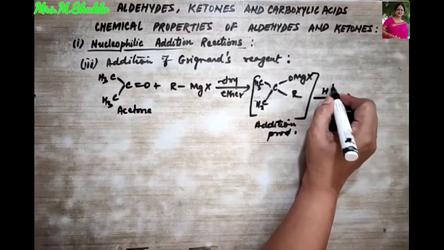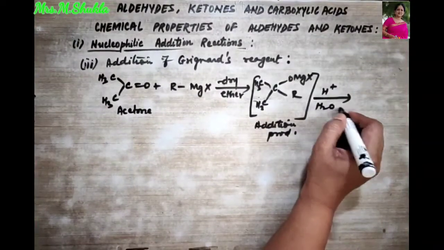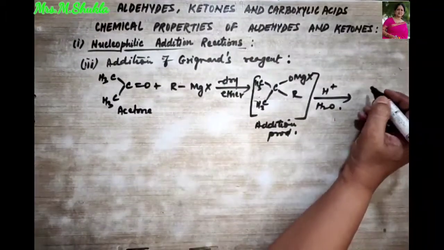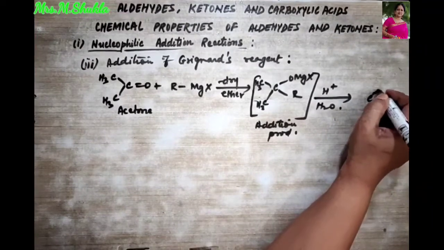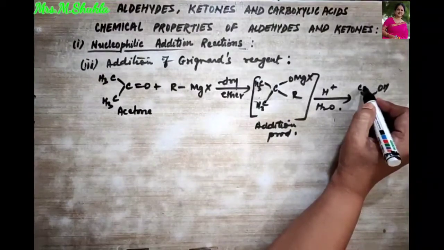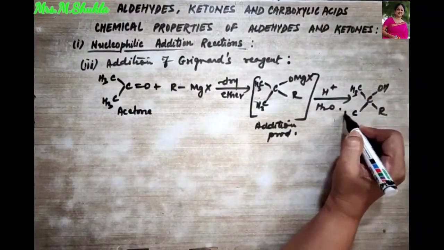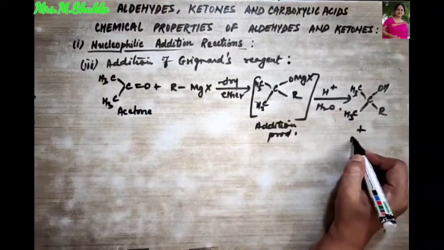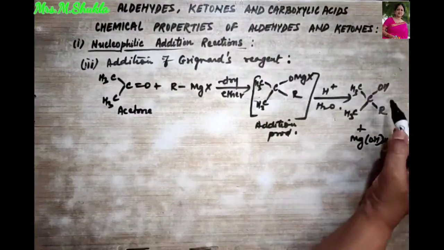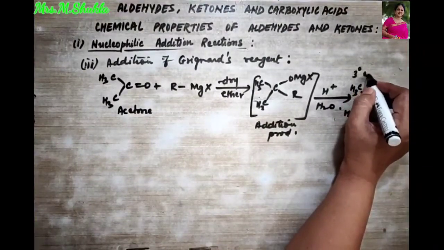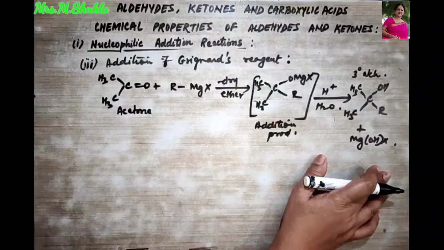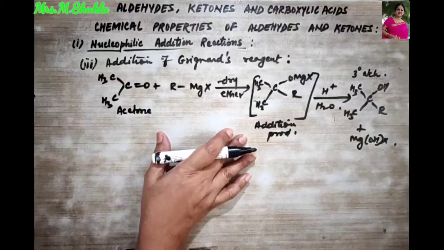Further, when treated in the acidic medium, it is going to give us tertiary alcohol. Tertiary alcohol will be C(OH) with R, CH3 and CH3, plus Mg(OH)X. Clear? So what is formed over here is your tertiary alcohol. So this was about addition of Grignard's reagent.